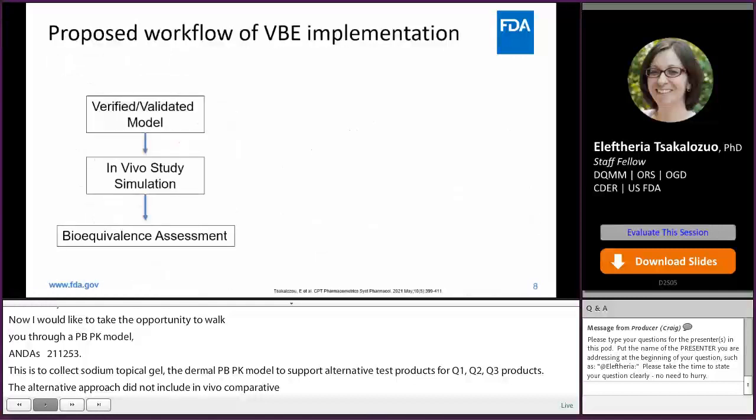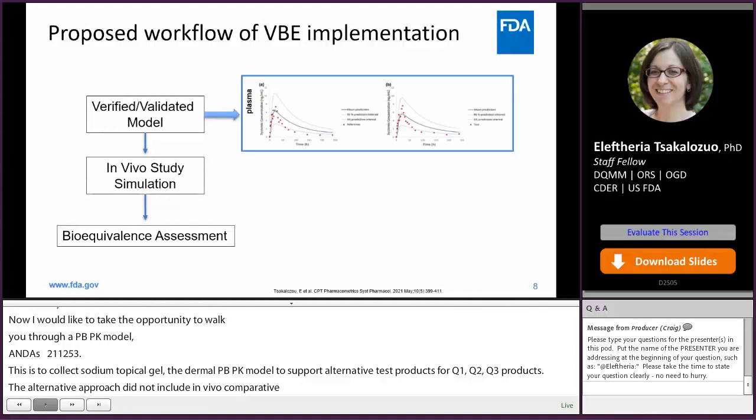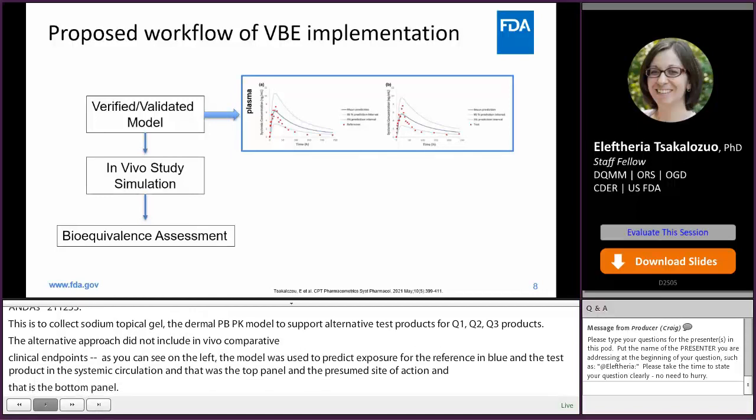This slide provides an overview of the proposed workflow for virtual bioequivalence implementation. It begins with a verified, validated model. So in the case of the dermal PBPK model with diclofenac, you can see how the predictions shown with a continuous blue line for the reference on the left and the test on the right agree well with the observed data, which is the red solid circles.